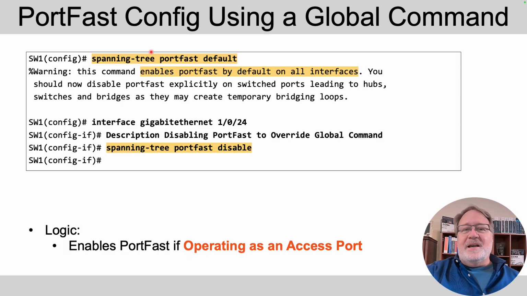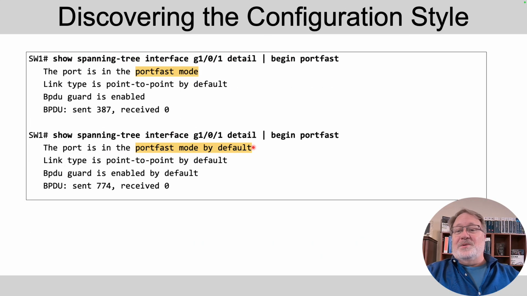Now, it could be you say, hey, of those 24 ports, there's one of them I don't want to use PortFast on. So you could use this global command and then reverse to not use PortFast on that one port. So you get into interface config mode on that port and use the spanning-tree portfast disable command, which disables PortFast on that one port. And the other 23 in this case would be using PortFast. Now, as a bit of trivia, remember that show spanning-tree interface command with the detail keyword?